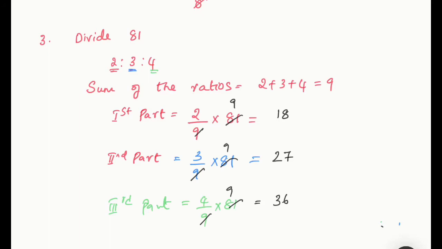And one more thing. Whenever you divide, to confirm whether your answer is right, what do you need to do? You can just add all those things and see. 18 plus 27 plus 36. What do you have to get back? You have to get the answer as 81. The sum should be equal to 81. This plus this should be equal to 81. Okay.